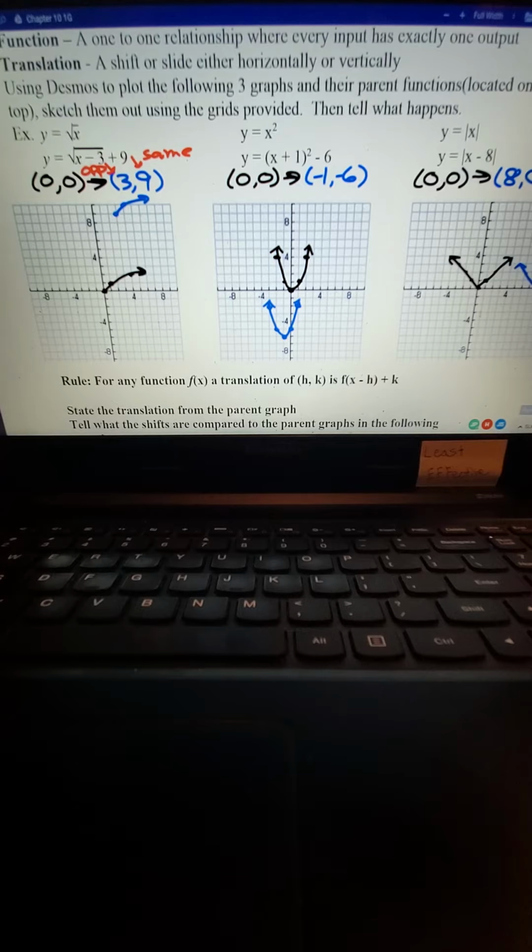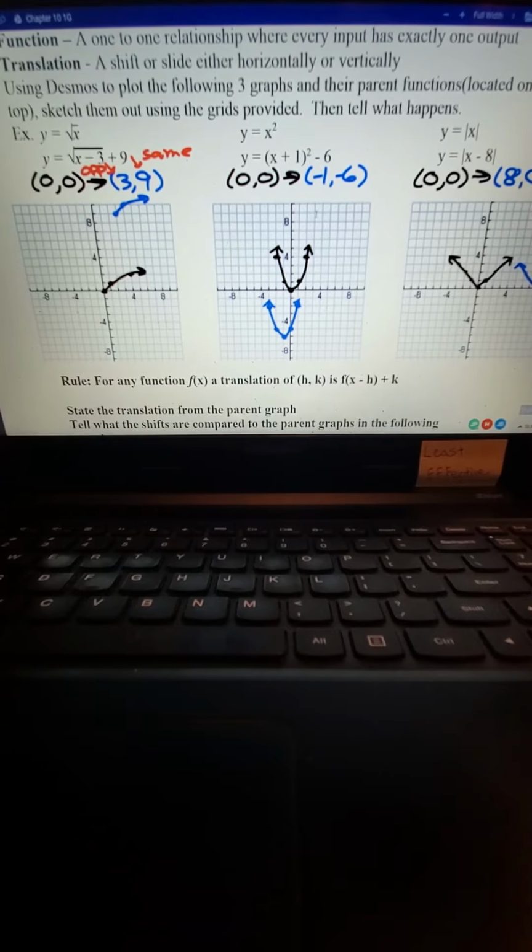So we have this first one, the square root of x. If we remember, our parent graph starts at 0, 0, and then goes up 1 over 1, up 1 over 3. The big thing is you just need to know it starts at 0 and goes up and to the right. Now, when we plug this into Desmos and we see this x minus 3 here, and then the plus 9 outside, what happens is we move 3 to the right and 9 up, okay?